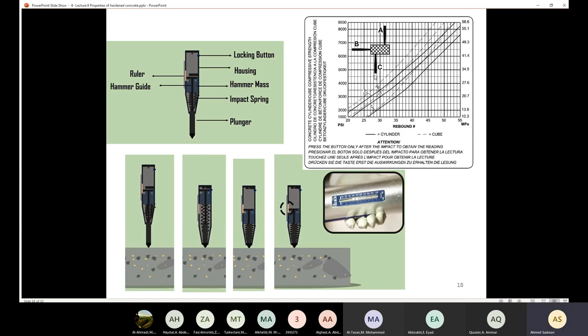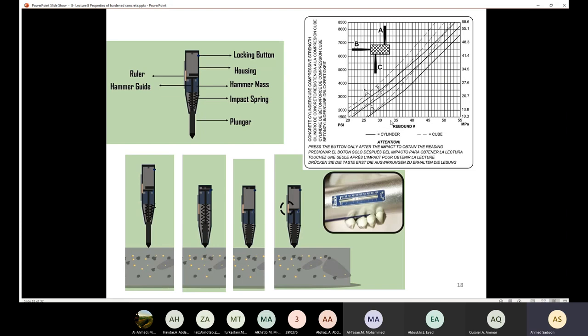So A, B, and C represent those graphs. It depends on your situation. You are going to choose either A or B or C. From the device, you are going to get the rebound number. Then let's say that I use C, like that.